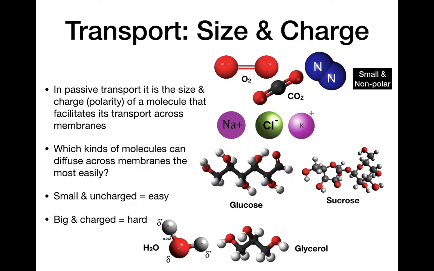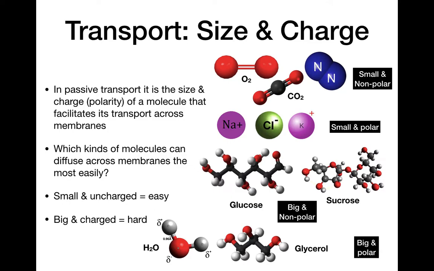Okay, so here are examples of small and nonpolar: nitrogen gas, oxygen, carbon dioxide. Small and polar or charged, we have salts and different kinds of ions like sodium, chlorine, potassium. Big and nonpolar, like glucose and sucrose, these kinds of sugars, they're nonpolar, which is good, but they're big, which is not as easy to move through. They would require a membrane channel of some sort.